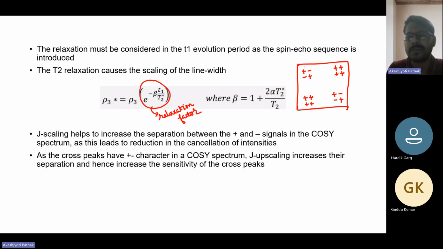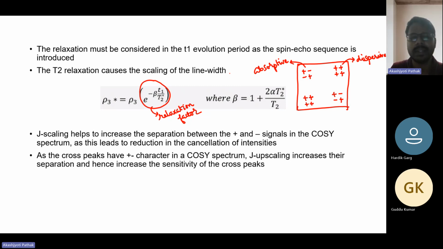So these have absorptive line shape, and these had dispersive line shapes in a 2D COSY experiment, right? So what we are trying to do over here is scale up, because if the separation is increased between these plus and minus signals, then the possibility that these two signal intensities may cancel each other gets decreased, right?